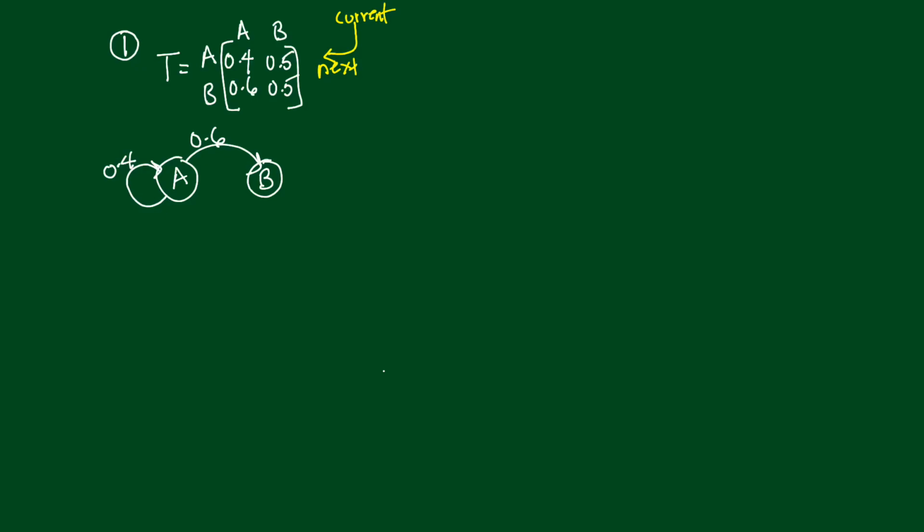And then what about B's? Well, from B to A is 0.5. So from B back to A, that's going to be 0.5. And that means that B back to B has to be 0.5, right? Because they have to add to 1. And sure enough, B to B is 0.5. So we've got it.